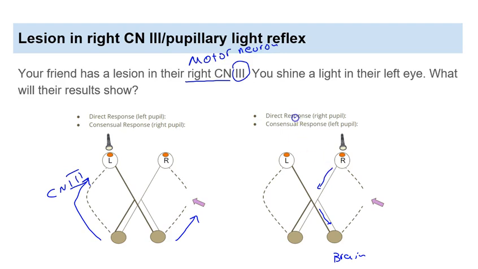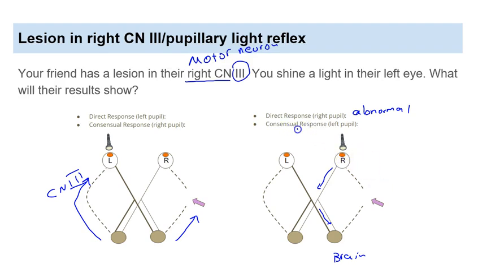So it means the direct response for the right pupil is abnormal. We're going to send the signals, but then the motor signals cannot get back to the eye to get the response. So then we cannot see any response back. So it's abnormal. It means if you shine the light, you cannot see the constriction of the pupil for the right side because cranial nerve number 3 is not working.